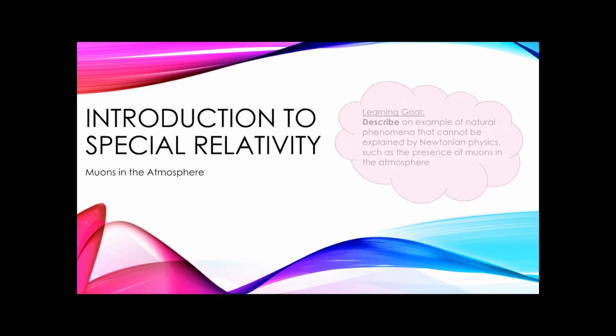In particular, our learning goal today is to describe an example of natural phenomena that cannot be explained by Newtonian physics, such as the presence of muons in the atmosphere. So we're really looking at muons today. We're going to learn what those guys are, and we're going to refer to them quite a bit throughout our special relativity unit over the next couple of weeks.